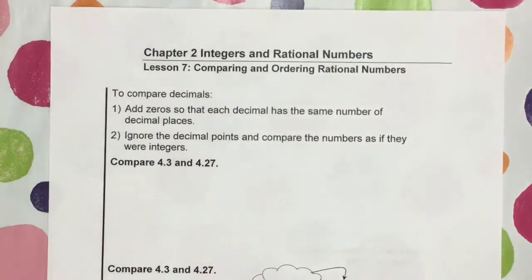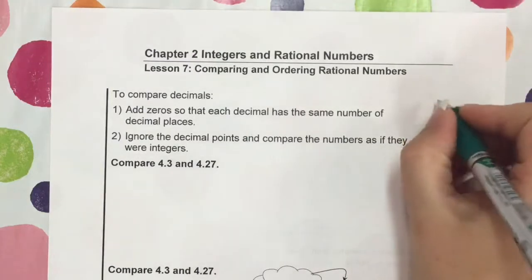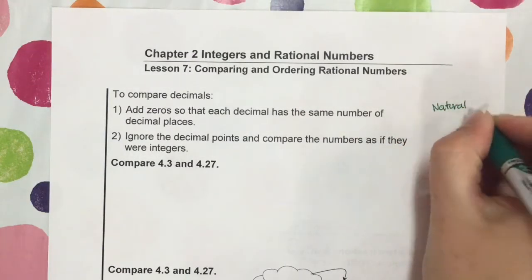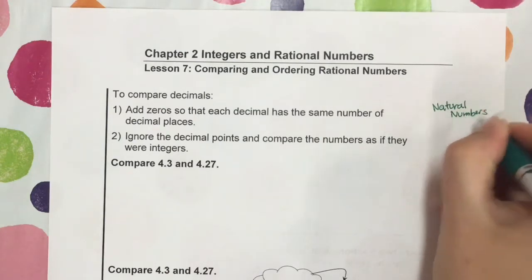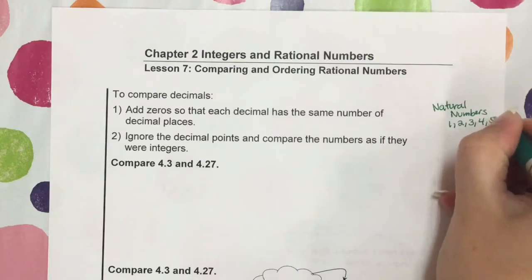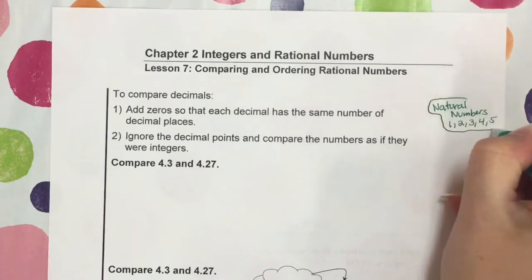in the corner. Okay, so the first type of numbers are the natural numbers. And the natural numbers are just numbers that you normally count with. So 1, 2, 3, 4, 5. Those are all natural numbers. Okay, those are called natural numbers.